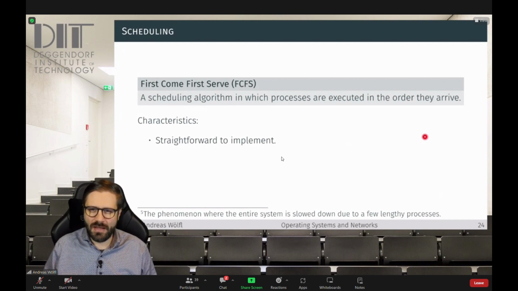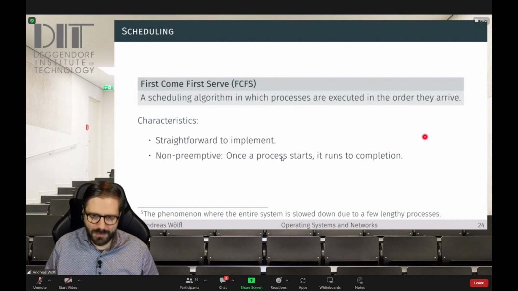We can hardly say an algorithm is better than another algorithm because it always depends on the use case. So first come, first serve may not be the best choice for interactive processes, as we will see, but first come, first serve may be a good candidate for background processes. But let's see how first come, first serve works. Straightforward to implement, and it's a non-preemptive algorithm.